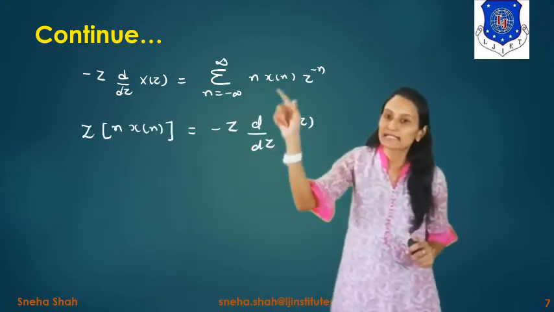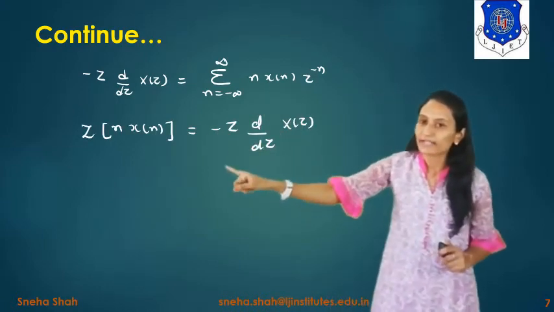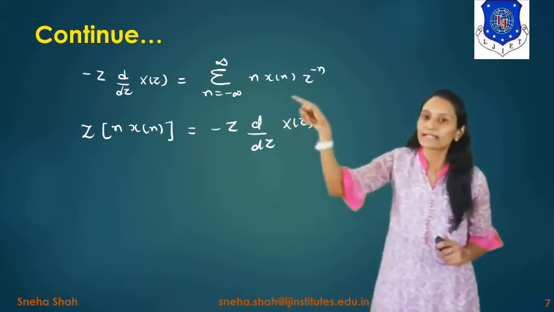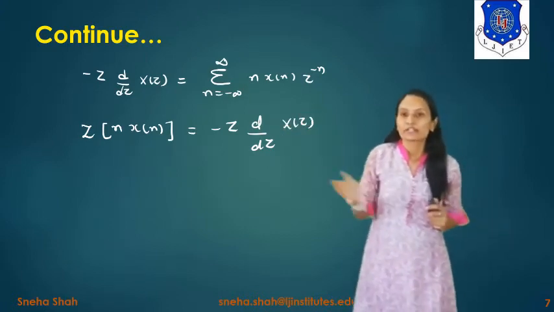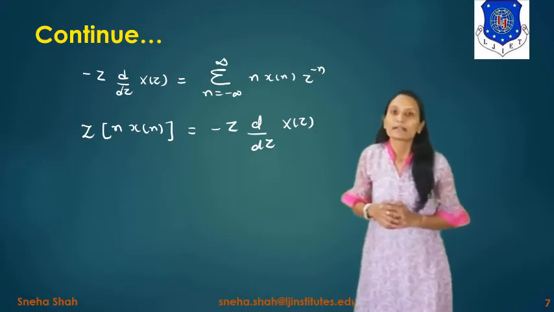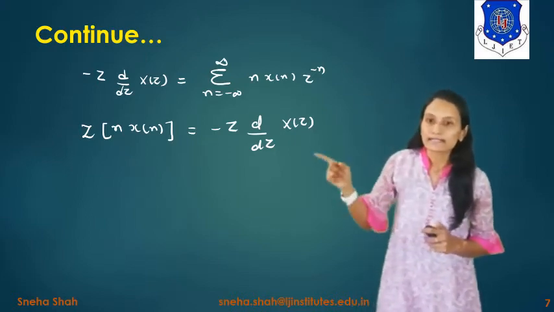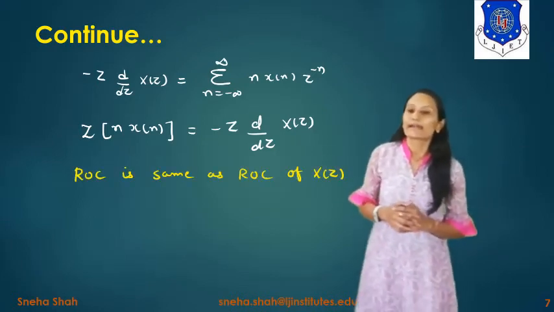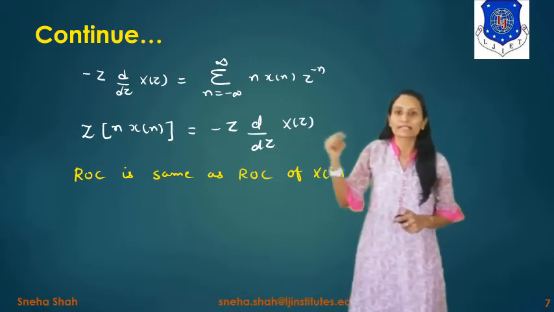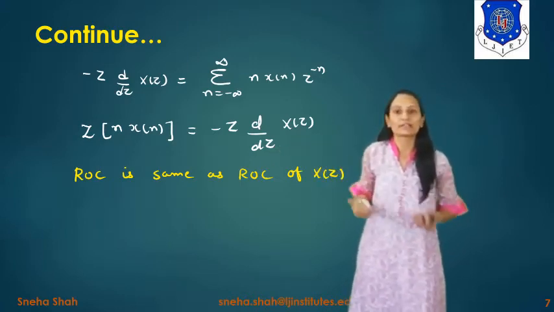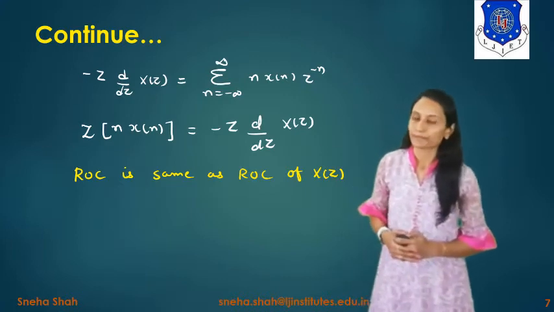This term represents the Z transform of n into x of n, which is equal to minus z d by dz x of z. So this way we can prove the differentiation property in the Z domain. Now if you want to find the ROC, it will be the same as x of z. There will be no change in the ROC.